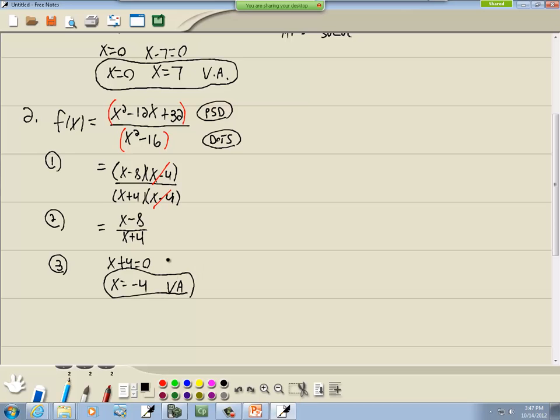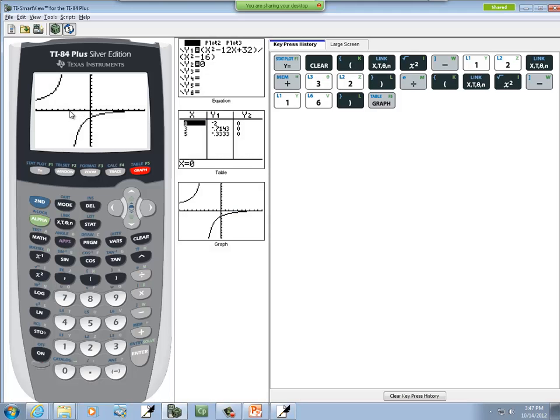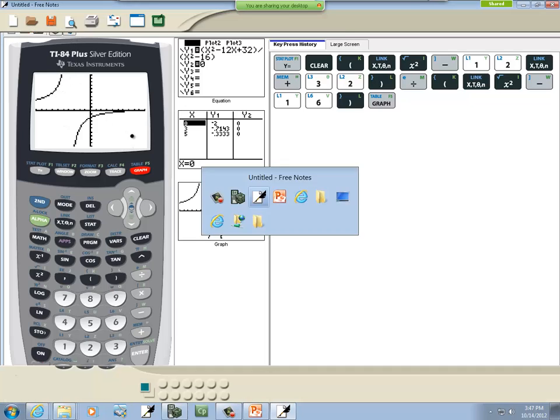We said there's a vertical asymptote at negative 4, and if you see 1, 2, 3, negative 4, it does look like that. These will eventually get closer and closer to it, skim it, but never touch it, never cross it. This will get closer and closer to it, but skim it, but never touch it or cross it.